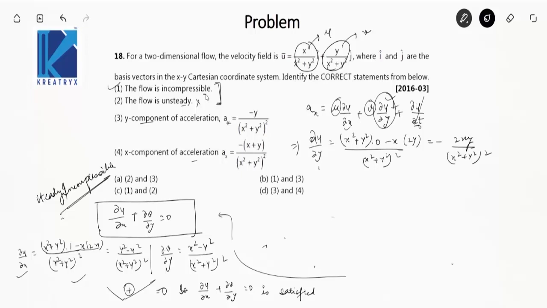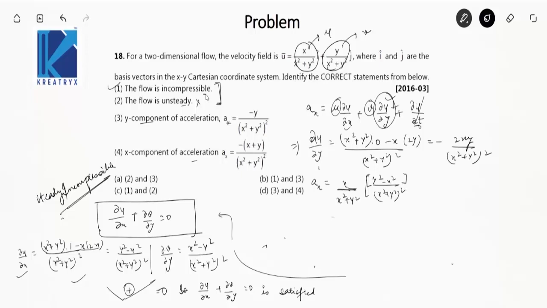Let me solve the x component of acceleration for you, and you can find the y component of acceleration similarly. So ax will be x upon x square plus y square, this is u, into del u by del x. Del u by del x is y square minus x square upon x square plus y square whole square.